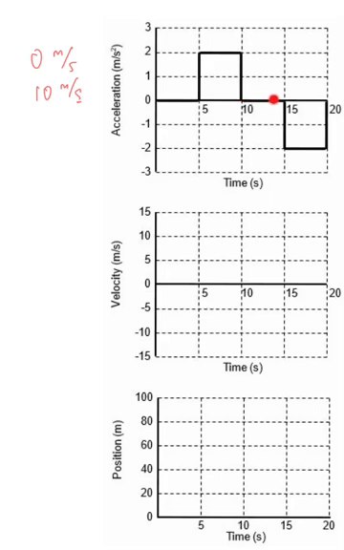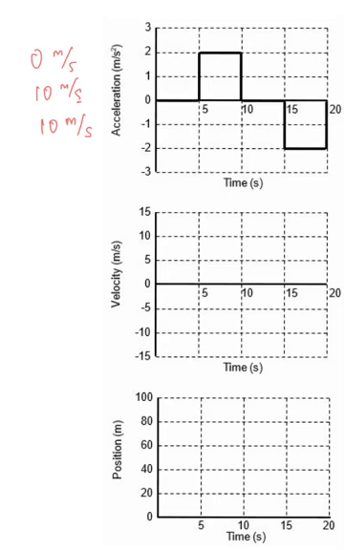It's not going to go back down to 0 because there would have to be a deceleration or a negative area under the graph before this came. So it's moving at a constant velocity of 10 meters per second, which means at the end of 15 seconds, it is still moving at 10 meters per second.